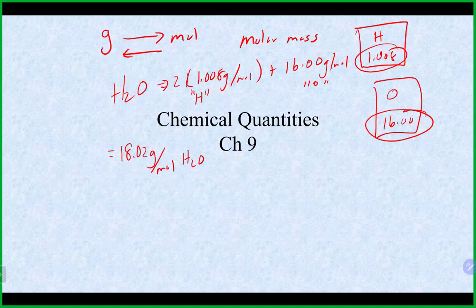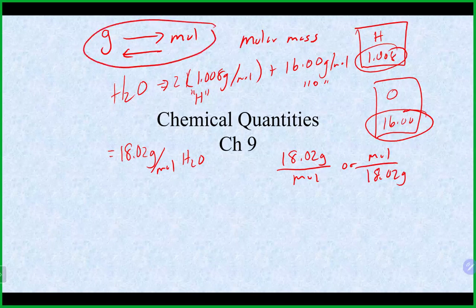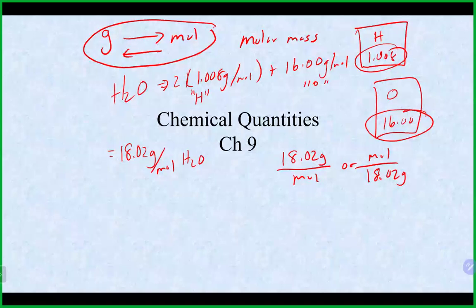It is really used as a conversion factor to do dimensional analysis. You could go 18.02 grams per mole. You could also flip it around. A mole is 18.02 grams. So we could do that for anything. We could always get that, and that is extremely important in these type of problems we're going to do in this chapter, which is based on stoichiometry. Molar mass going grams to moles or moles to grams is used a lot.